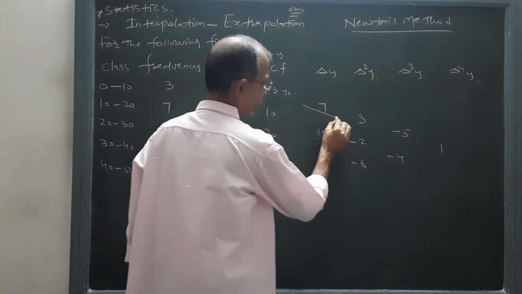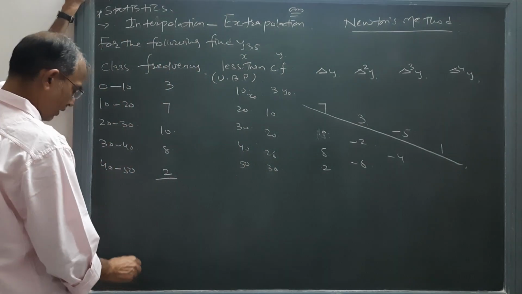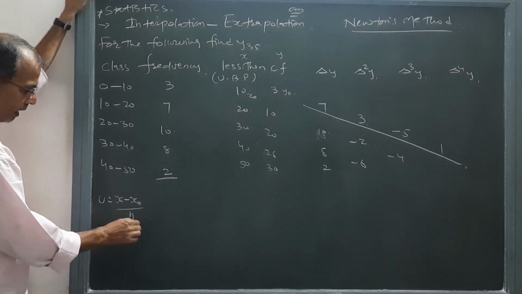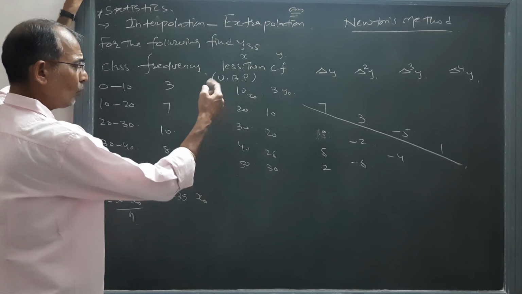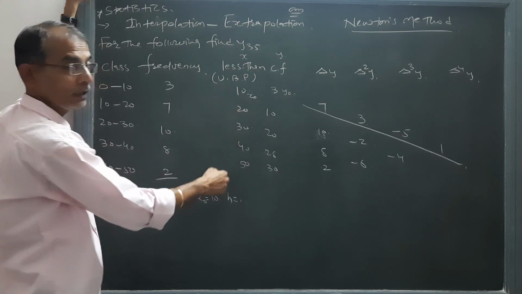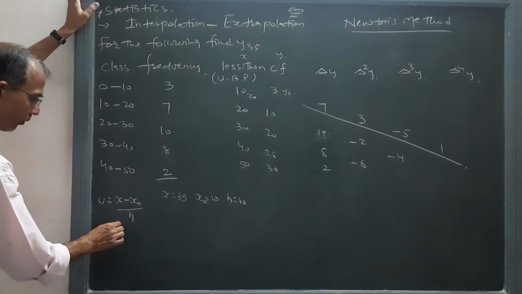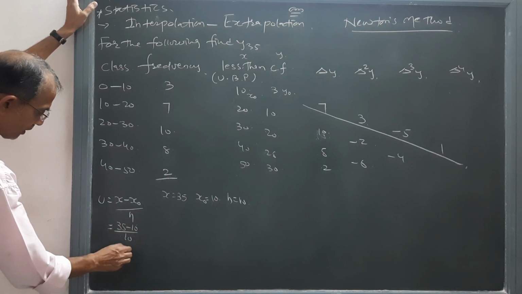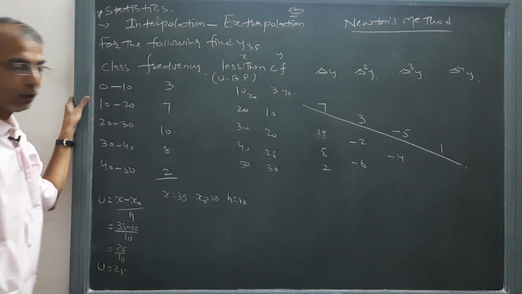Now we are going to use the first level differences. Before that we have to find u, which is x minus x0 upon h. Here x is 35, x0 is 10, and the distance between the points is also 10. So 35 minus 10 divided by 10 is 25 divided by 10, so 2.5 is the value of u.